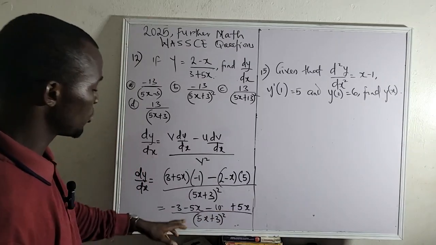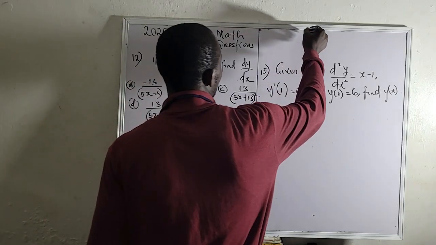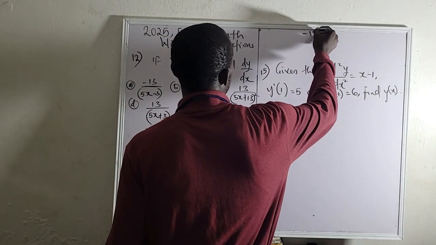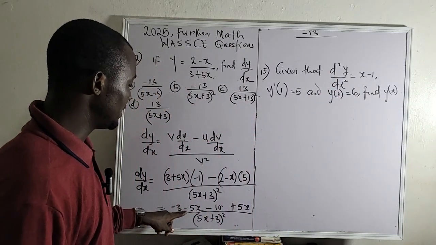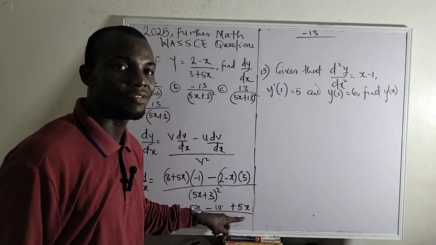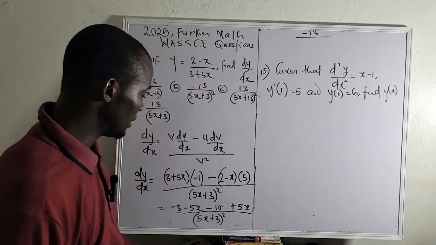Now, from what we have, minus 3 minus 10 is minus 13. And look at it, negative 5x plus positive 5x will be 0. So that is why it will just be minus 13 right there.